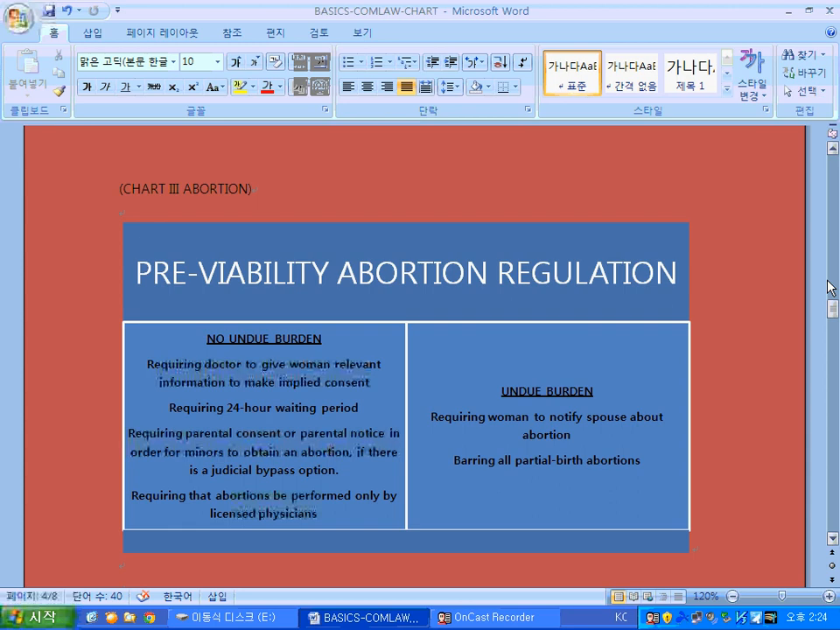And there might be an undue burden about the abortion. Then the law requires the woman to notify a spouse about the abortion. And the law bars all partial birth abortions.